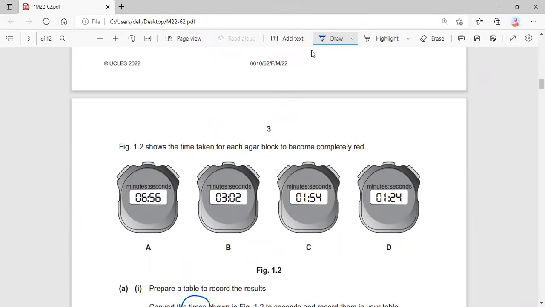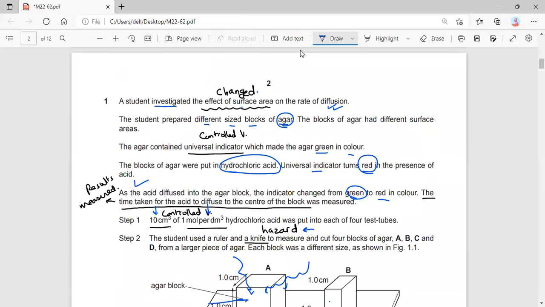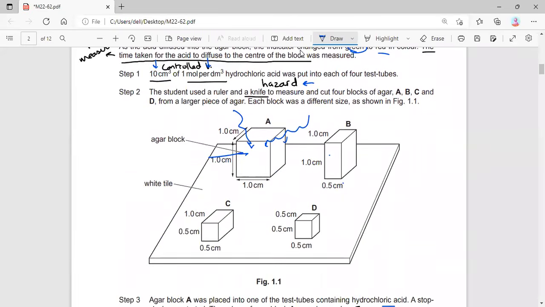We know previously, what do we put on the left side of the table? Whatever you change, you put it on the left side. The results, you put on the right side. So what did I change in this experiment? I can write multiple things. But in this test, he didn't give you the exact values of the surface area or the values of the volume.